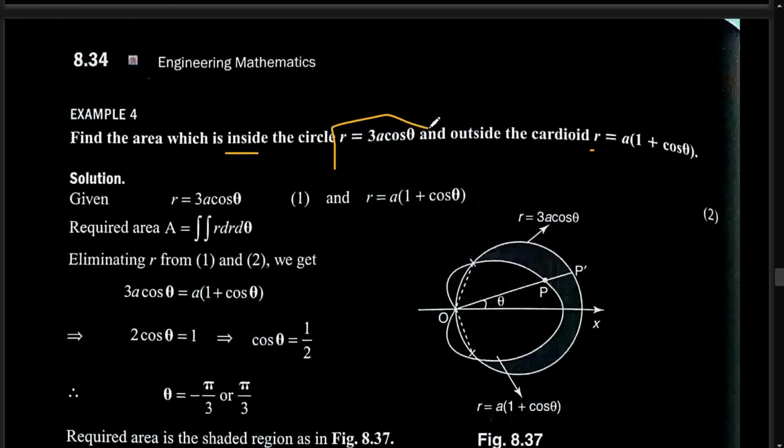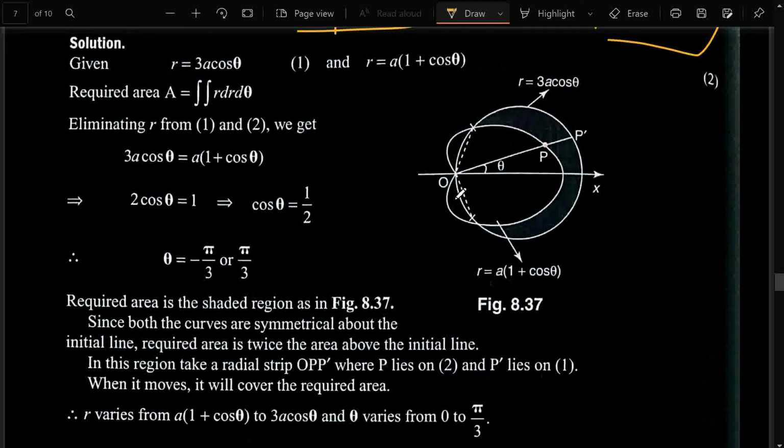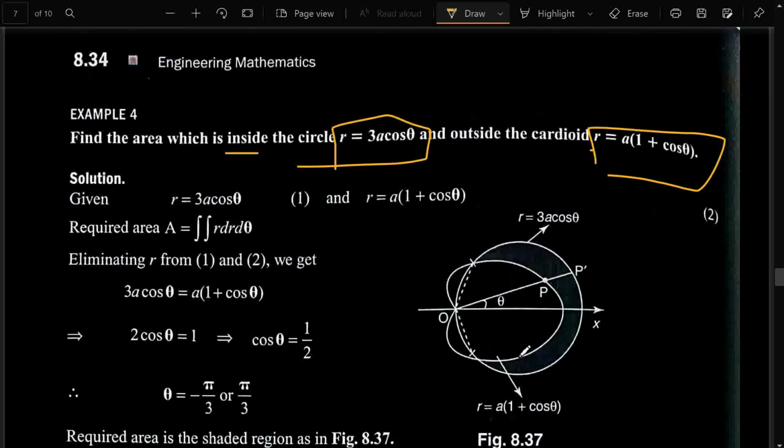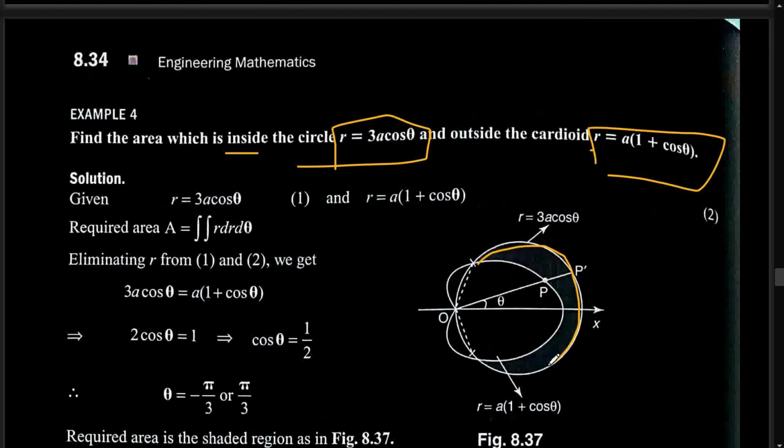So this is a circle, this is a cardioid, equation of cardioid. So just graph it, and inside the circle and outside the cardioid. This is inside the circle and outside the cardioid, which means this is the portion we have to find. So lower limit is cardioid and upper limit is equation of a circle.